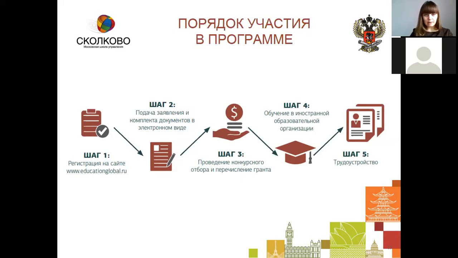Порядок участия в программе. Вам нужно зарегистрироваться на сайте educationglobal.ru, заполнить все поля. Особенное внимание нужно уделить разделам «Заявление» и «Личные данные». Как только вы там все заполните, у вас появится номер в электронной очереди.